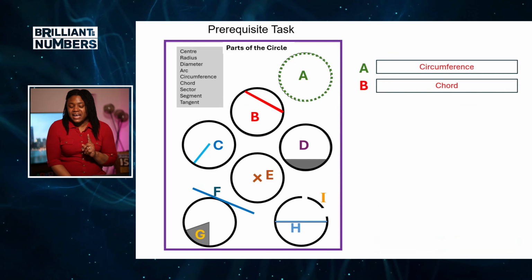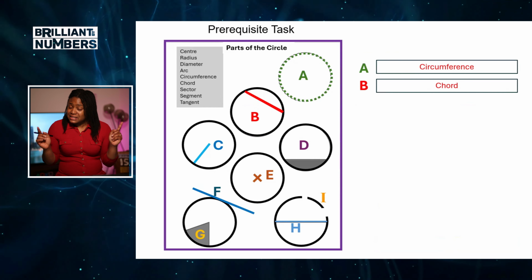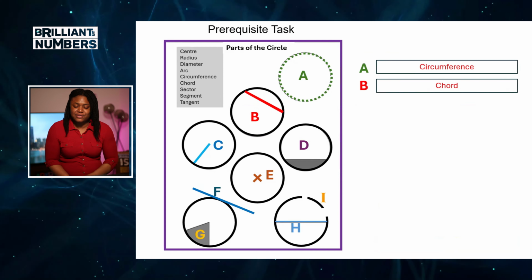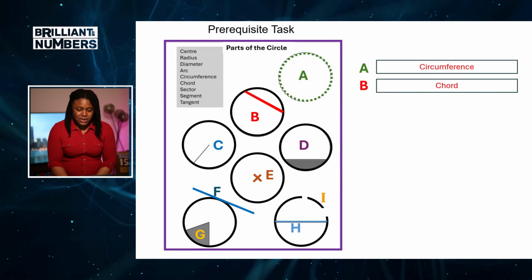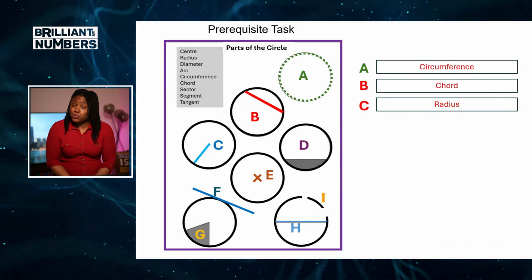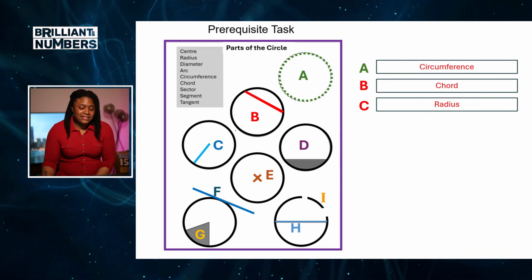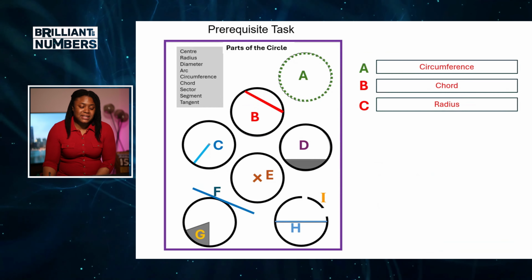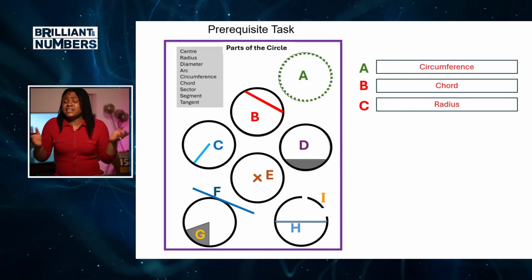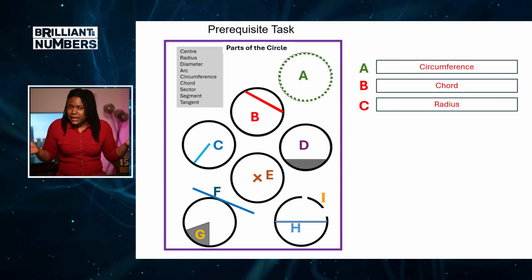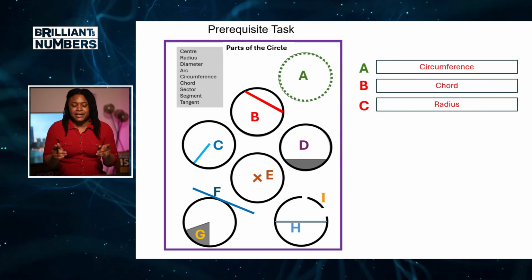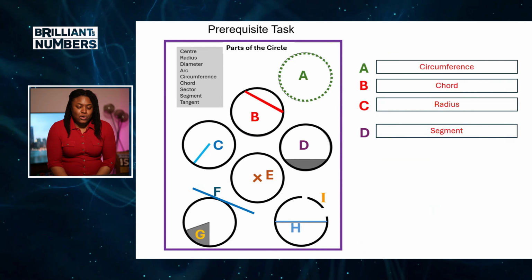So the chord here connects 2 parts of the circumference, but it does not pass through the center of the circle. We then go on to C, and C here is our radius. And the radius, as you can see here, starts from the center of the circle, touching any part on the circumference, and this could be oriented anyway. So a circle basically has an infinite number of radii. And then we go on to D.